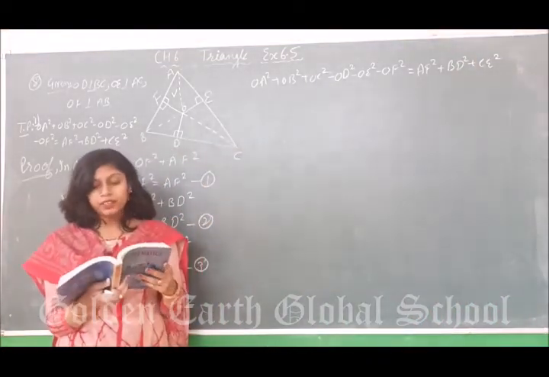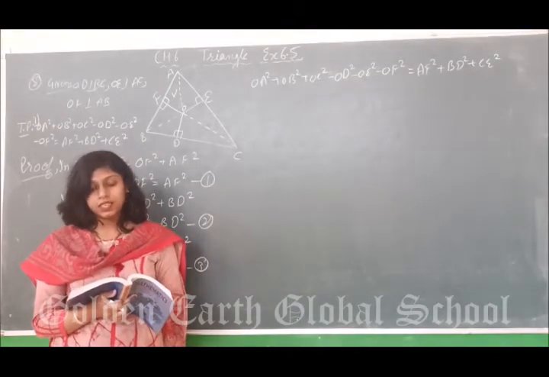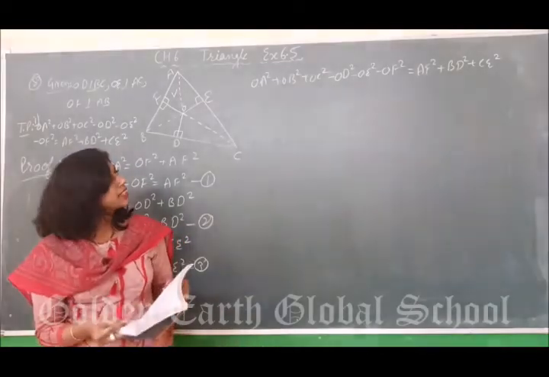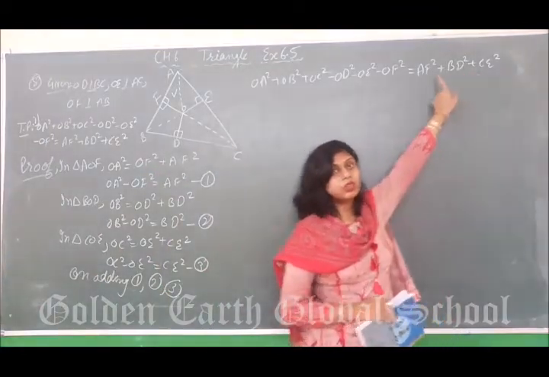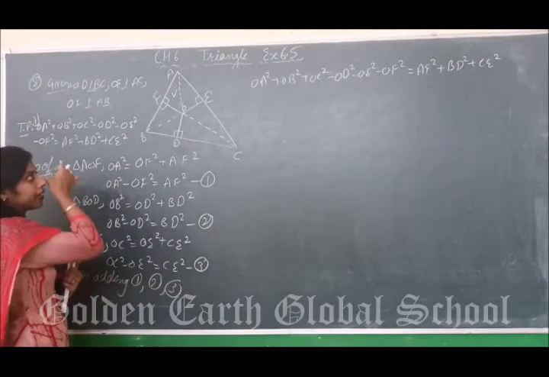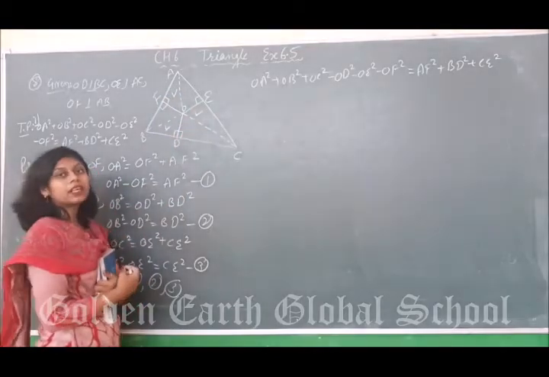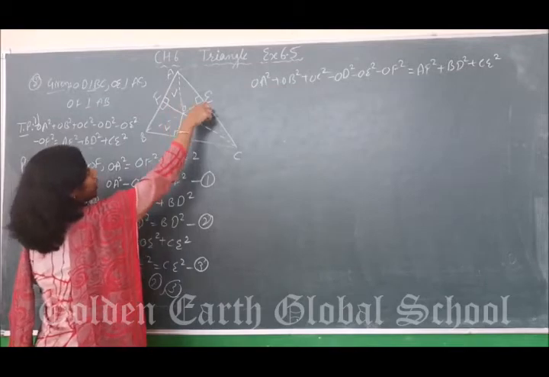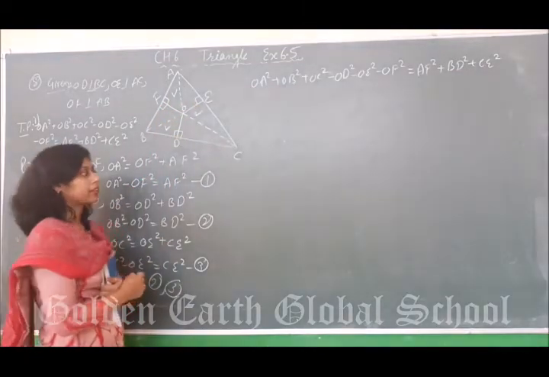Now second part, we need AF square plus BD square plus CE square is equals to AE square plus CD square plus BF square. In the second part, this is same. So we need right hand side. That right hand side we will get from that if we consider. Now we are considering these triangles. But for second part we need triangle AOE, BOF and COD.